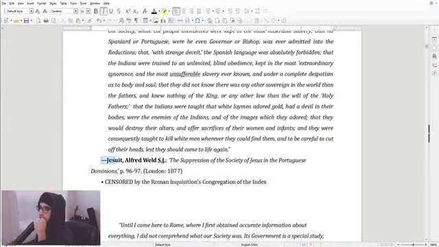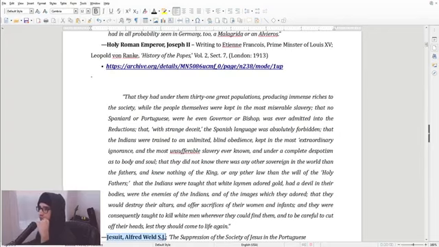So check this. And this is an English Jesuit. He went to Stonyhurst, where Tolkien went. Okay, so he says this, that they had under them 31 great populations producing immense riches to the society, while the people themselves were kept in the most miserable slavery, that no Spaniard or Portuguese, were he even governor or bishop, was ever admitted into the reductions. That, quote, with strange deceit, end quote, the Spanish language was absolutely forbidden.